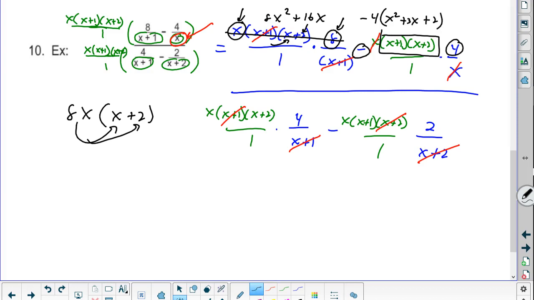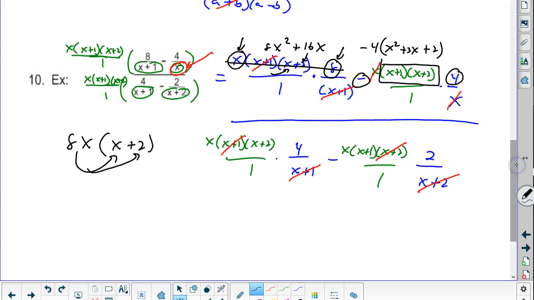But I'm not done yet, right? Because now I got to distribute the negative 4. So negative 4 times x squared is a negative 4x squared. Negative 4 times a 3x is a negative 12x. And negative 4 times a positive 2 is a negative 8. I just distributed all that. That's just the top. Yeah, you won't get many of these, thankfully. All right.